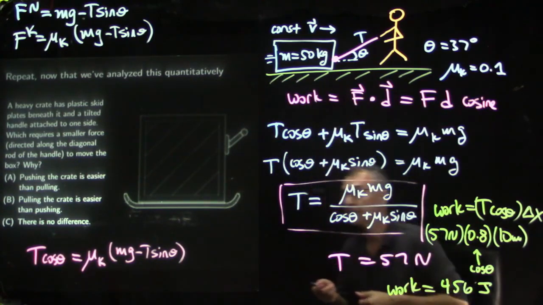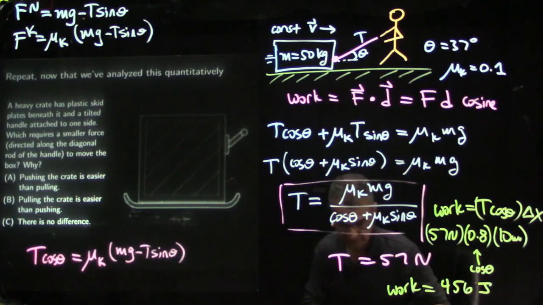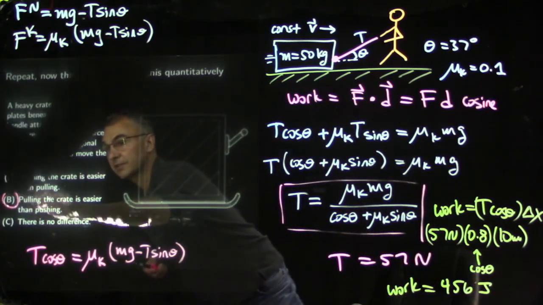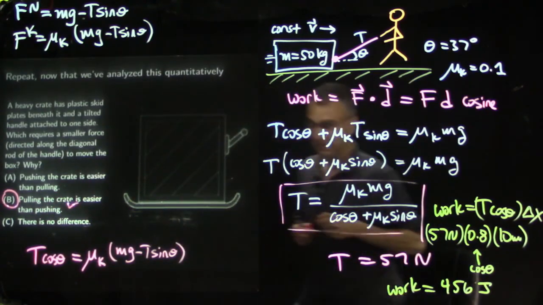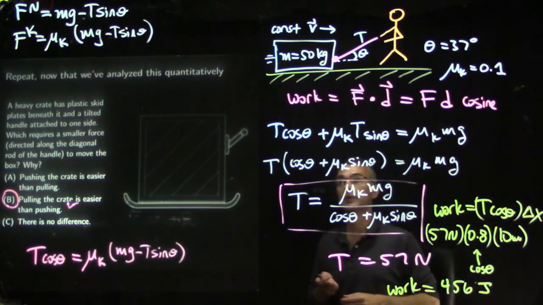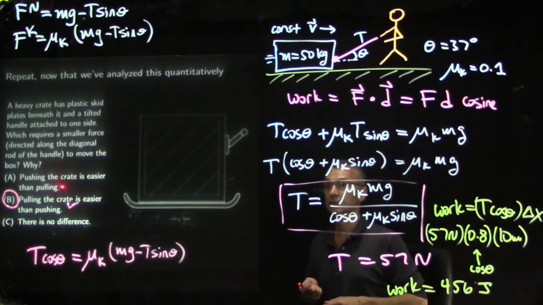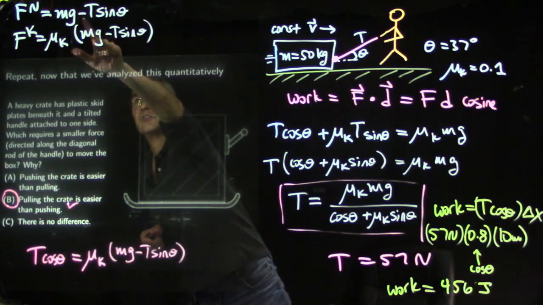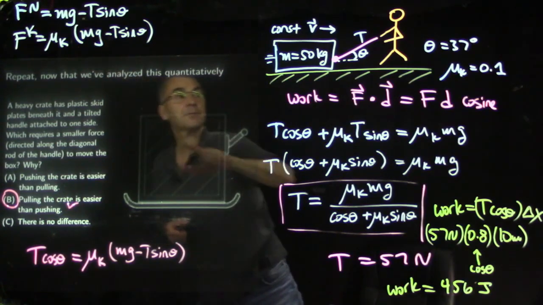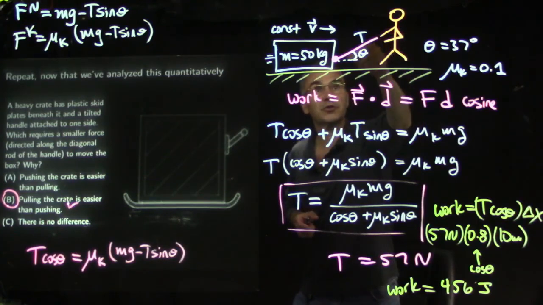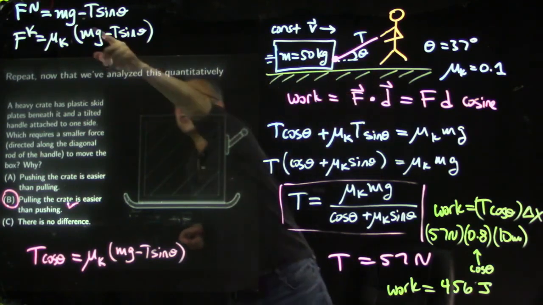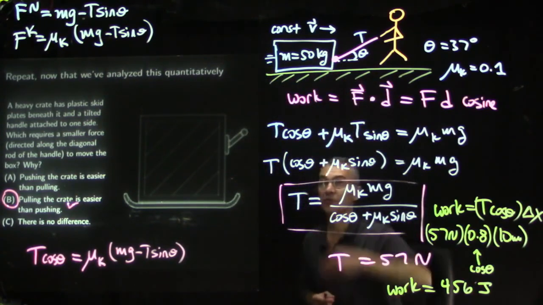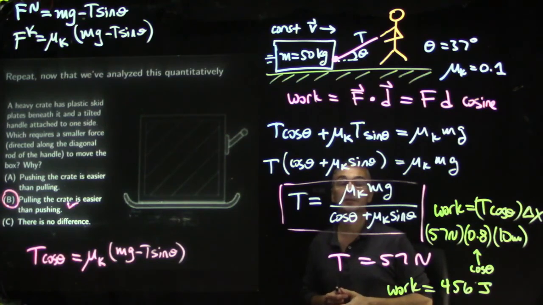So I claim that pulling the crate is easier than pushing. I guess we didn't go all the way through proving that because we didn't work through the result for the pushing case. But basically, if we were going to work through the result for the pushing case, we would find that this minus sign becomes a plus sign because the vertical component of the pushing force then increases the required normal force to make the forces balance in the vertical component.